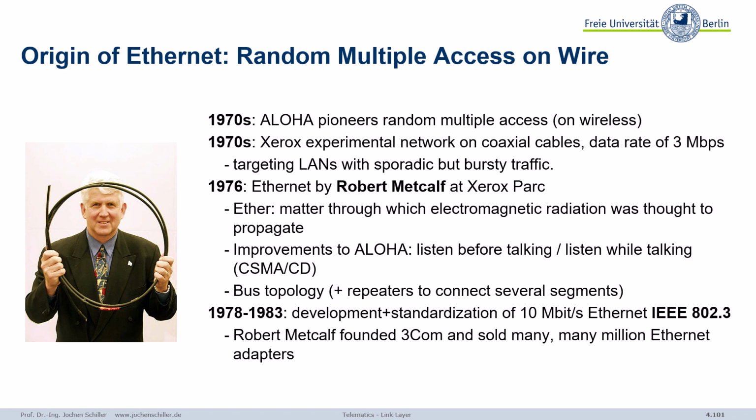That was exactly the time in the 70s where we had this random multiple access for wireless systems. And also in the 70s, Xerox, a large company, did some experiments to connect their components in the printer business. The idea there was, how can we connect components when we have sporadic bursty traffic? From today's perspective, low data rate, but 3 megabit per second was quite a lot at that time, but sporadic. So we do not have this permanent traffic stream.